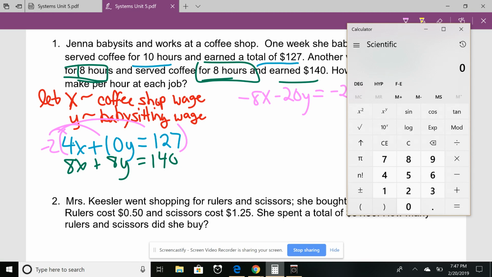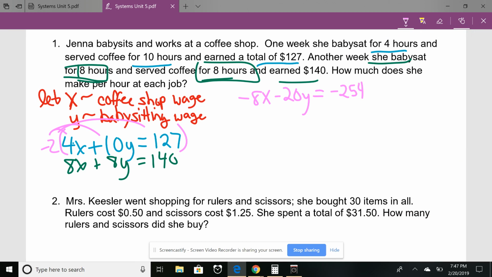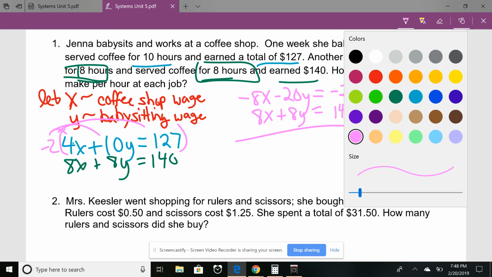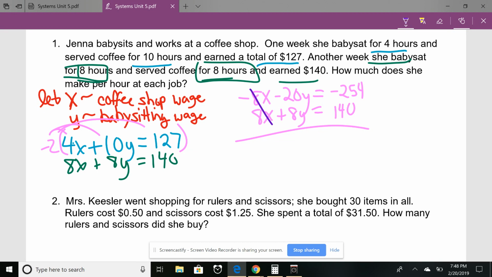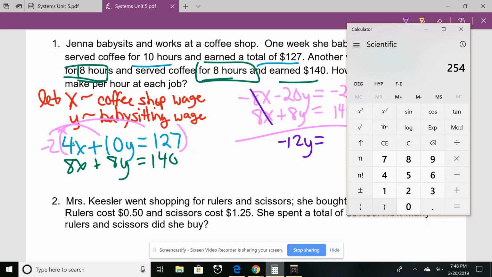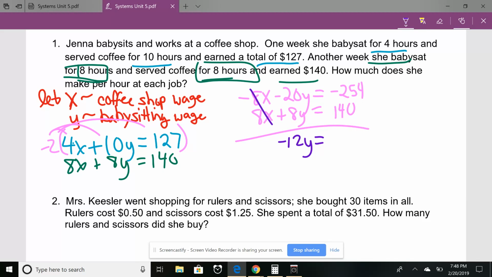All right, just double checking the calculator. Yep, negative 254. Now rewrite my other equation right below it: 8x plus 8y equals 140. Line them up. These cancel, so we get negative 20y plus 8y is negative 12y. Negative 254 and 140, so 140 minus 254 is negative 114.